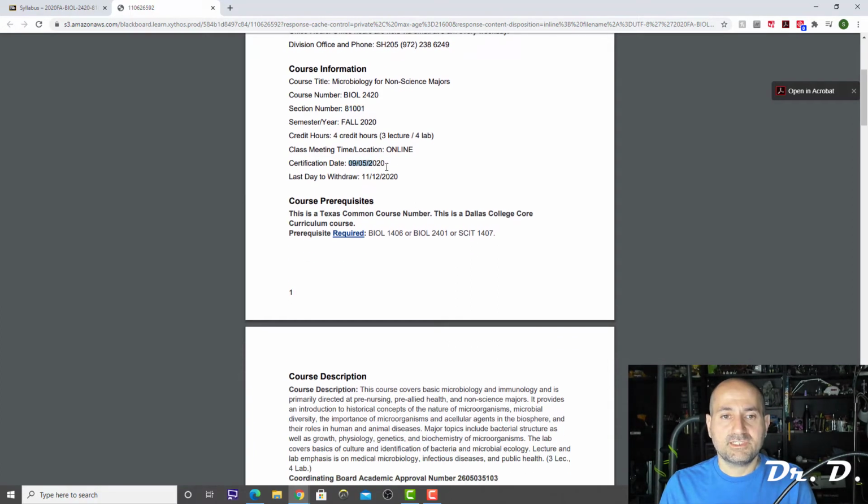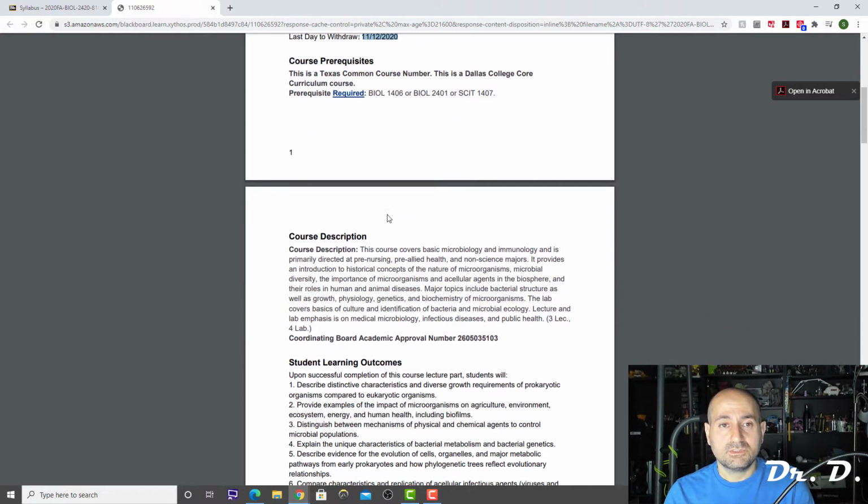Okay, certification date is September 5th, 2020. What does that mean? That means you have to log on to eCampus before that date. Otherwise, you won't be certified, and that might affect your financial aid status. So make sure you're getting onto eCampus, you're participating, you're doing your assignments, okay? Next thing, the last day to withdraw, if you have to withdraw from the course. Hopefully no one has to withdraw, but if you have to, life happens. Remember, the last day to do so is November 12th, 2020.